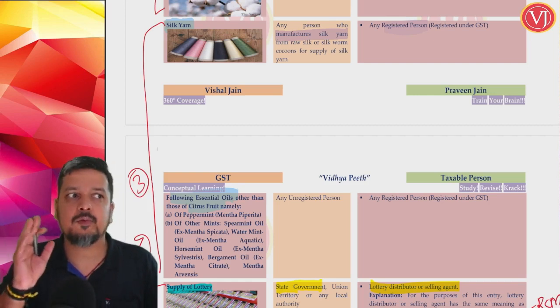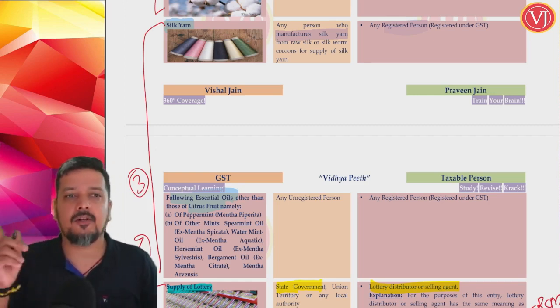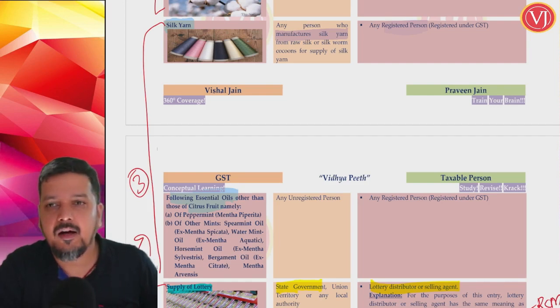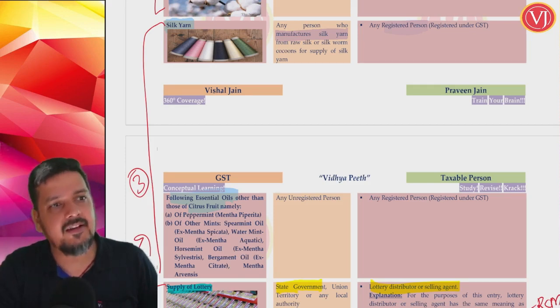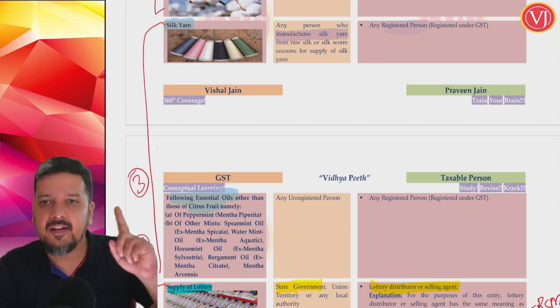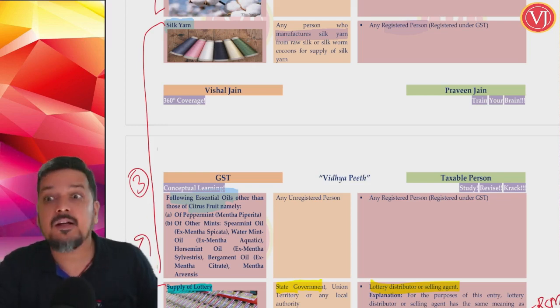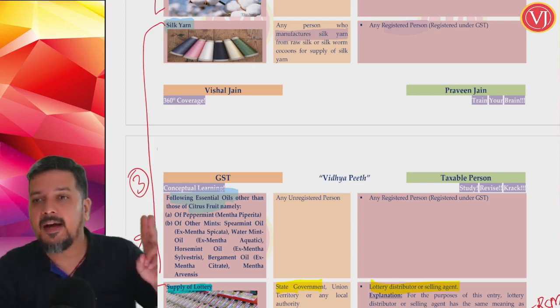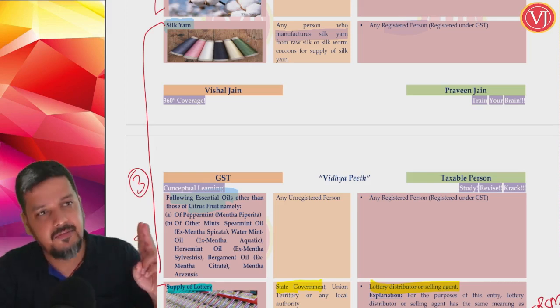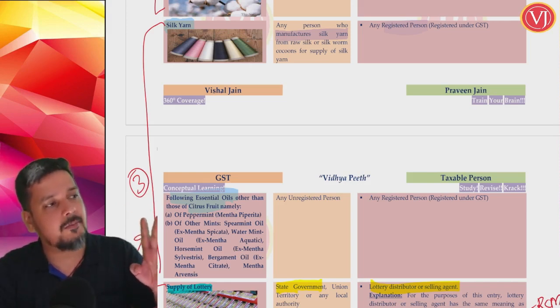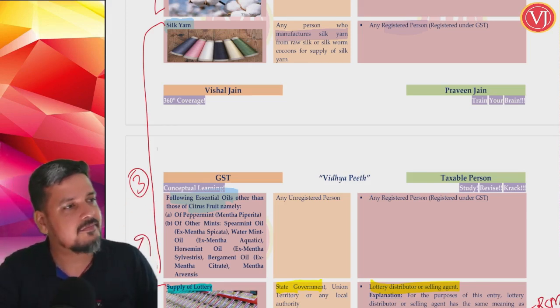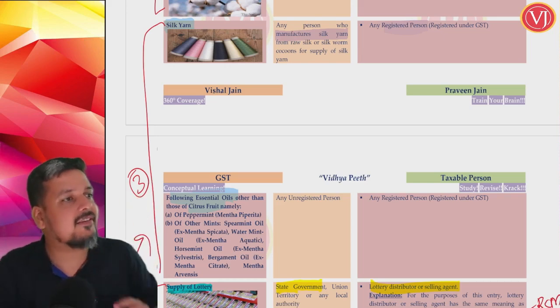I'll be giving 2-3 questions. Answer very clearly. Manufacturer of silk yarn to registered person. Manufacturer of silk yarn to unregistered person. Trader of silk yarn to registered person. Trader of silk yarn to unregistered person. Only the first case is RCM. Manufacturer of silk yarn to registered person, RCM. Manufacturer to unregistered person, FCM. Trader to registered person, FCM. Trader to unregistered person, FCM. Trader means FCM. Out of 4 cases, only 1 case is under RCM.